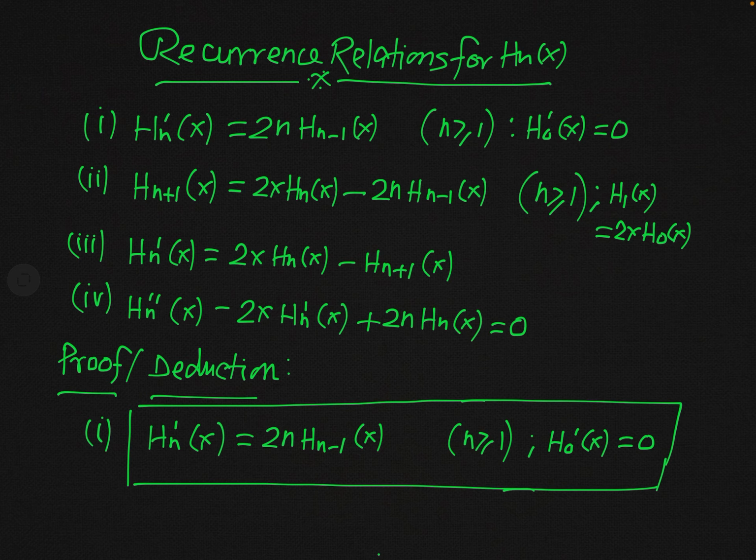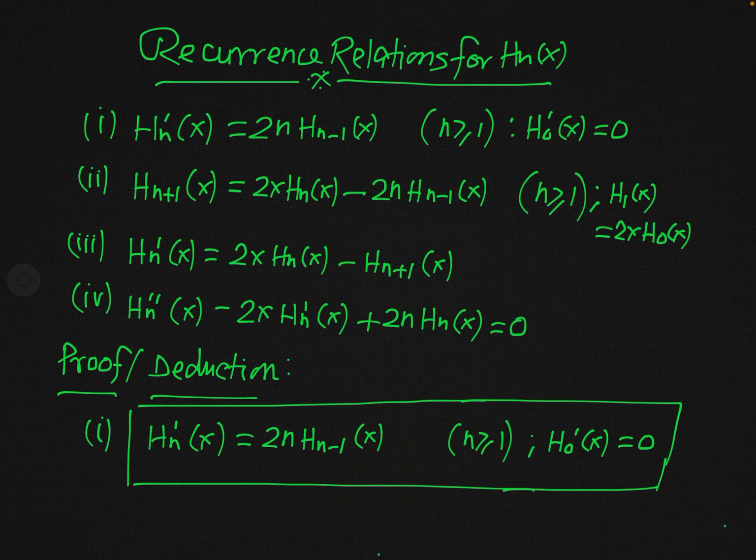And from this result you can also see that the first order derivative of Hn of x when n is 0, that is H0 prime of x, will be equal to 0. So when you say Hn prime of x, it means this is in fact dHn of x by dx, that is the first order derivative of Hn of x. So let us now prove this.